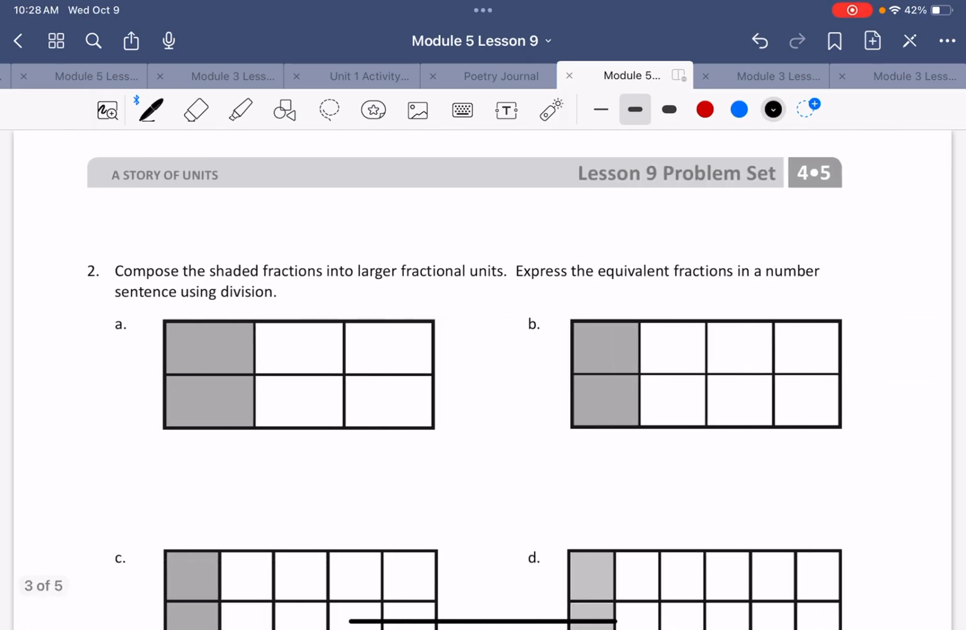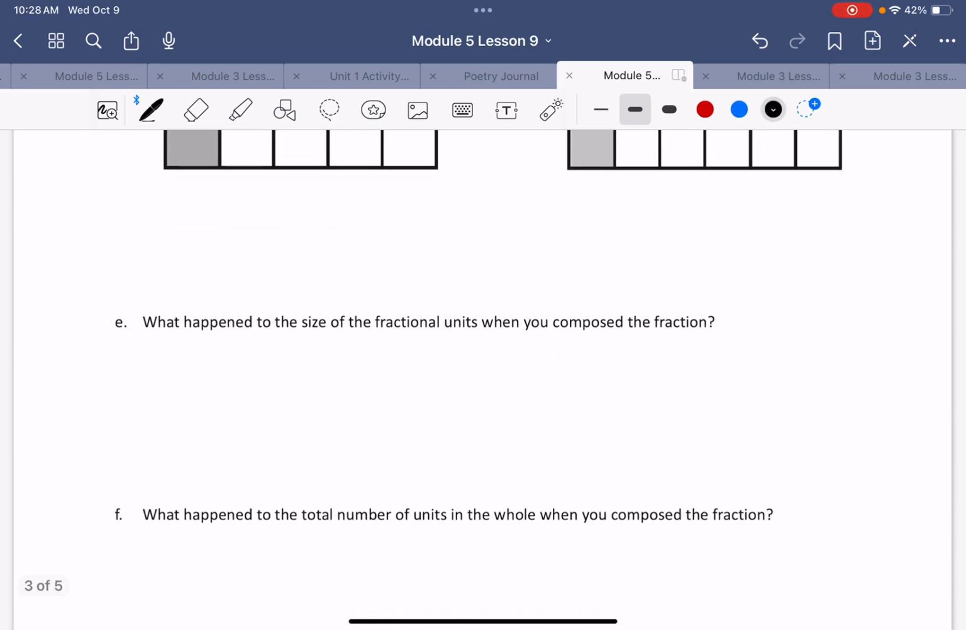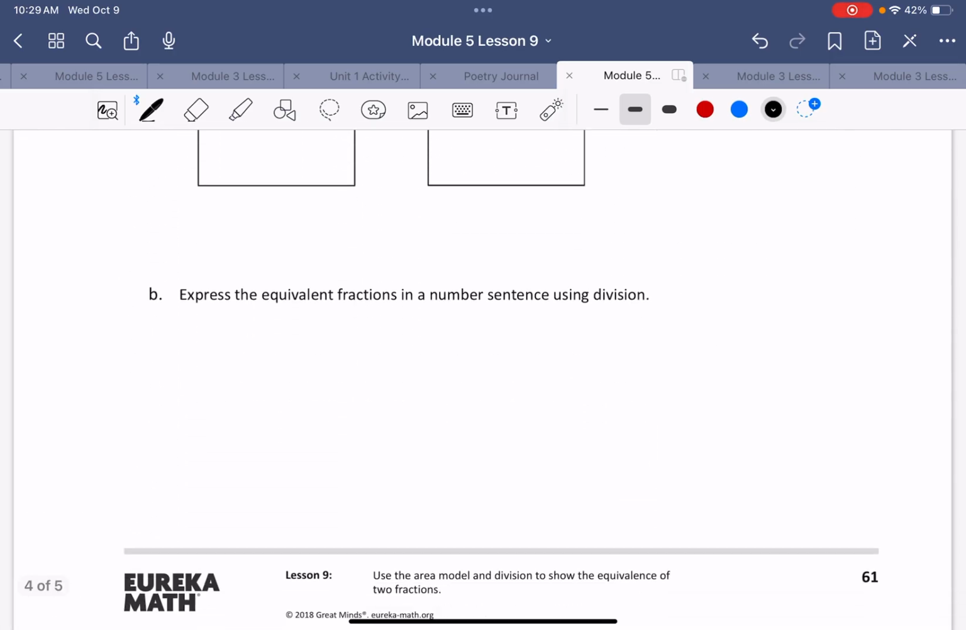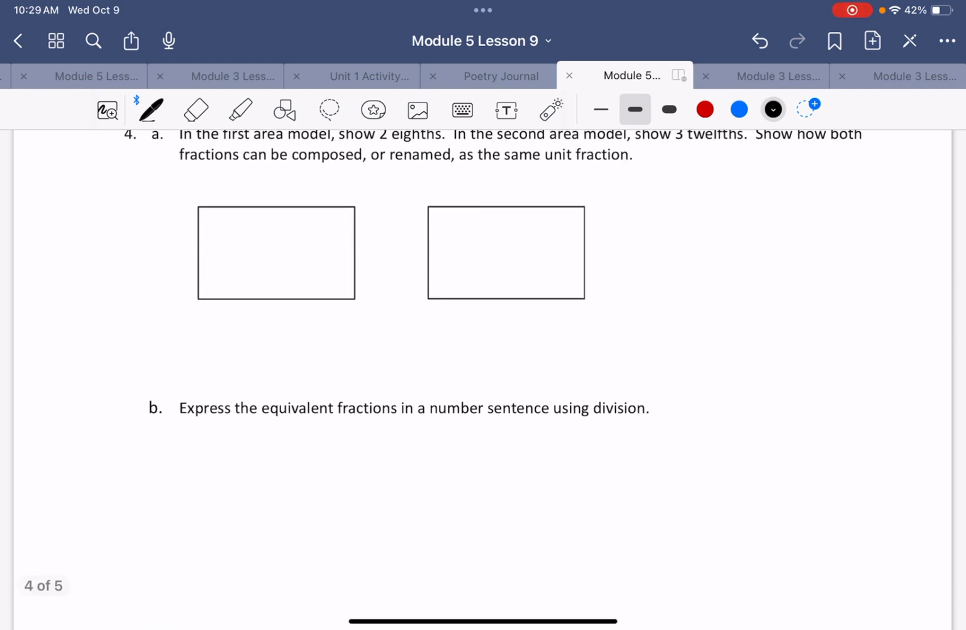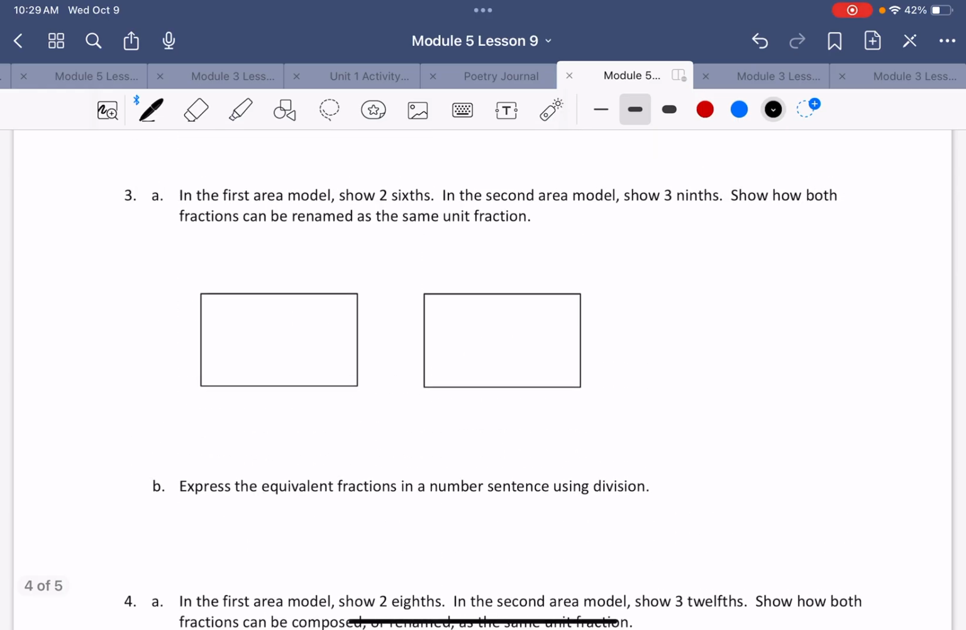Okay, turn your page. This time, we're going to turn to page 61. Remember, if you need to pause the video at any time, you can. All right, page 61. First, we have the area model, show 2/6. In the second area model, show 3/9. Show how both fractions can be renamed as the same unit fraction. So we're going to show 2/6 in the first box and 3/9 in the second box.